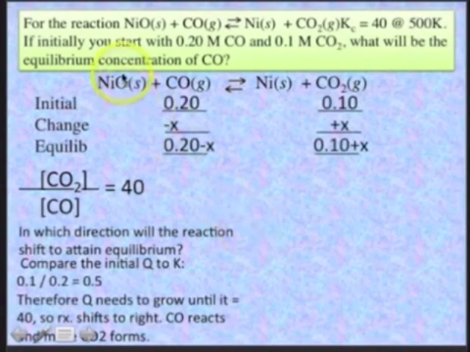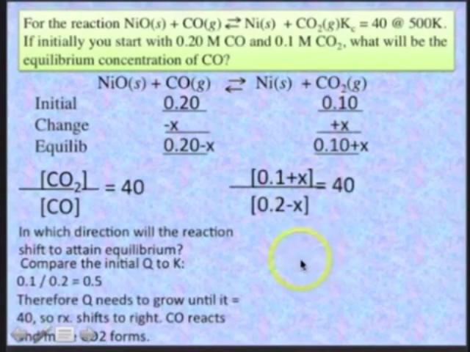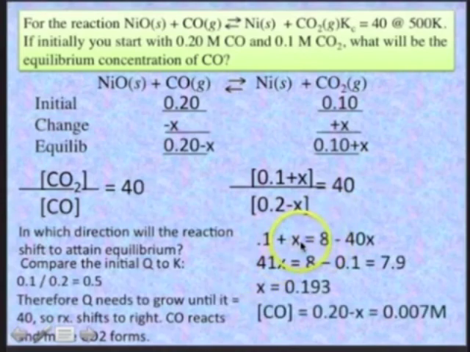So now we know it's shifting to the right. And therefore, we can say x is going to be minus x for the carbon monoxide plus x for the carbon dioxide. And we can put 0.2 minus x for the carbon monoxide at equilibrium and 0.1 plus x for the carbon dioxide. So now it's a simple matter of plugging it into a mass action equation. This ratio has to equal 40. We go through and solve for x, right? We get 0.193.